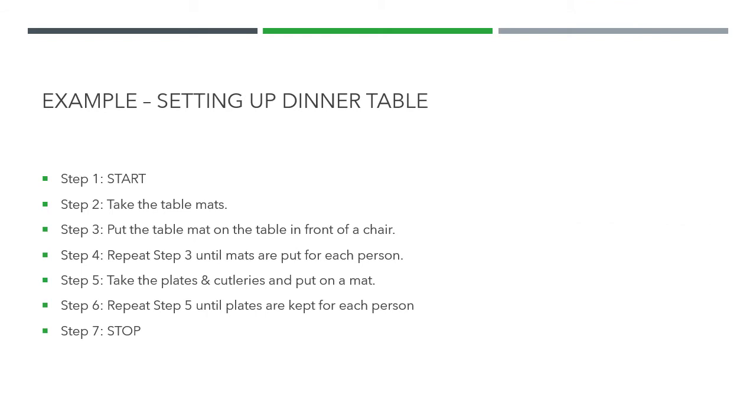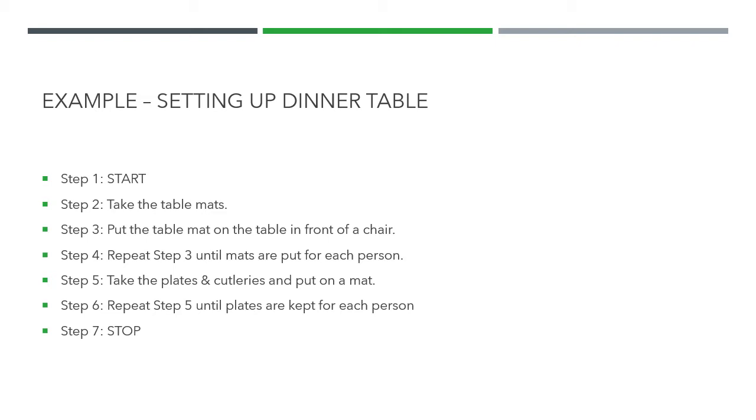Example: setting up a dinner table. Okay, you all might set up the dinner table at your home. So let's see how we do that. Step 1, always start. Then take the table mat. What do you put on the table first? Table mats. So take the table mat. Now what will you do? Put the table mat on the table in front of a chair.